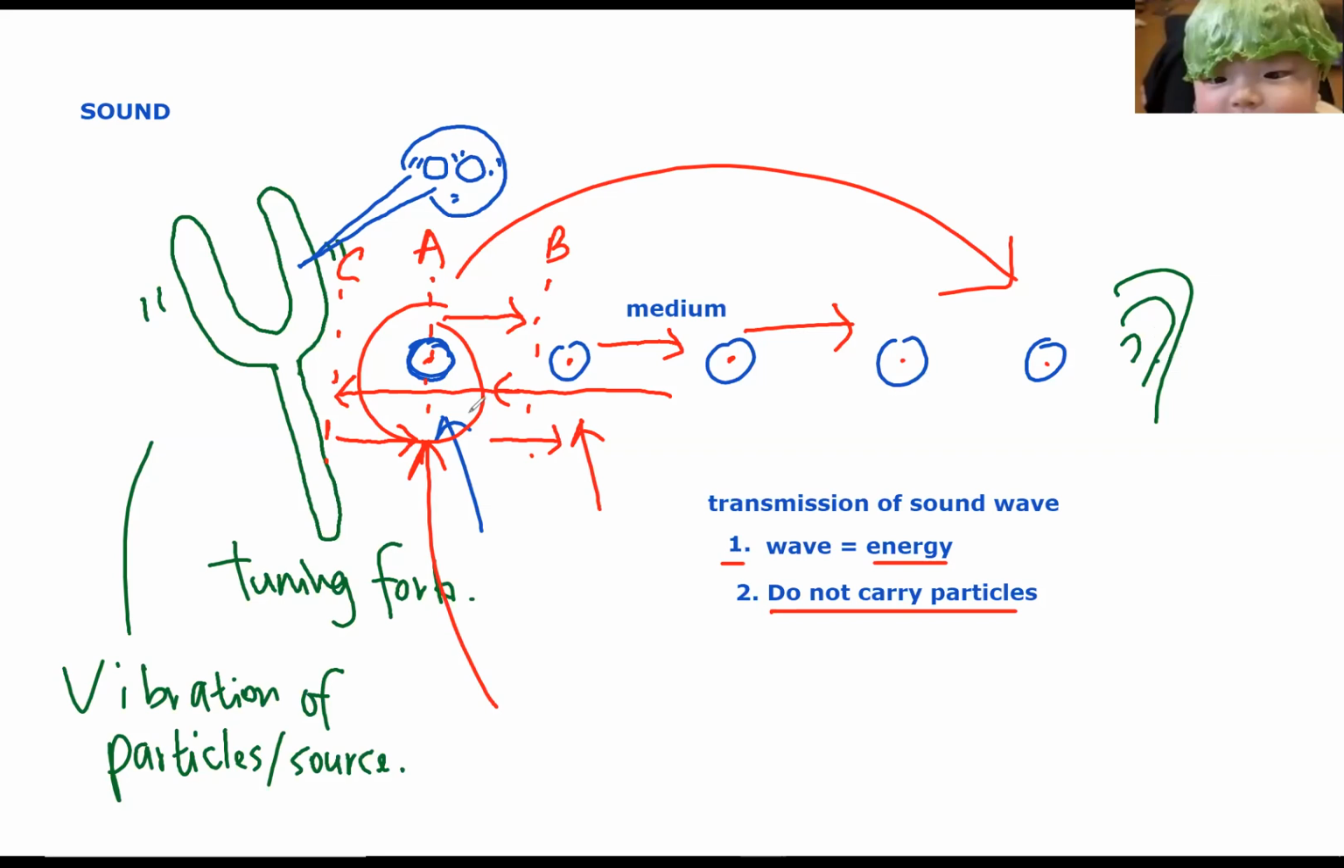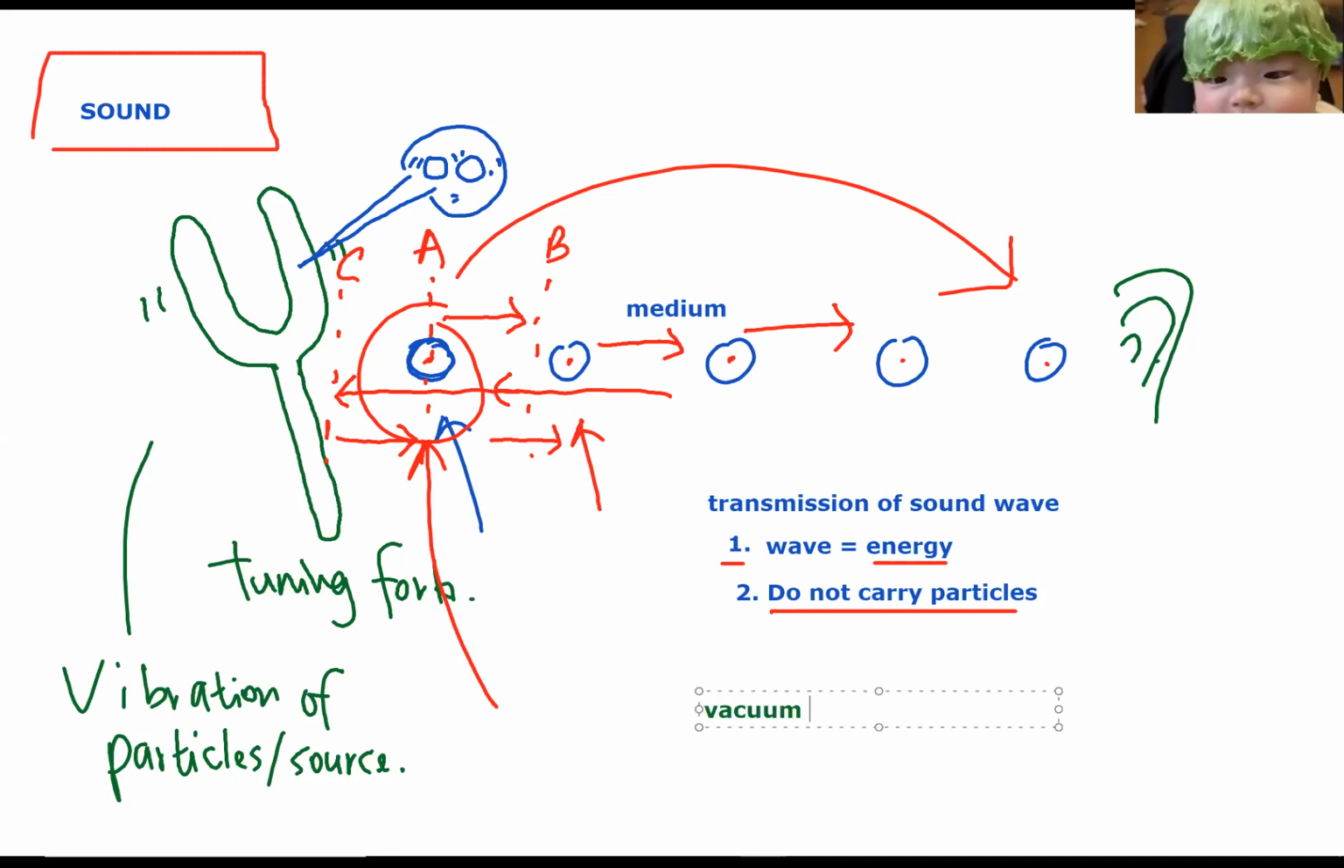Now let me repeat the process. First, it starts with a vibration of the source. So if you're singing, your vocal cord is vibrating. As the source is vibrating, it transfers the vibration to the air particles around it. As the air particles start to vibrate, they transfer the vibration to the neighboring particles, and slowly it repeats the same process, and eventually it will reach our ear.